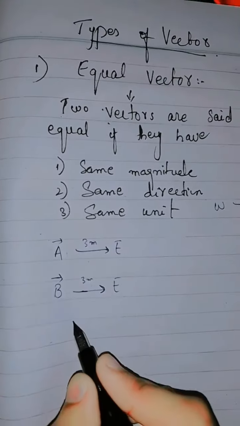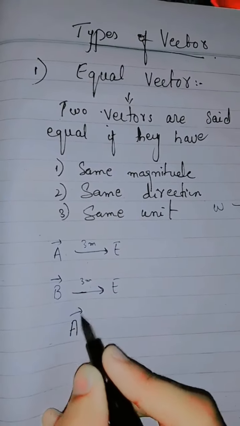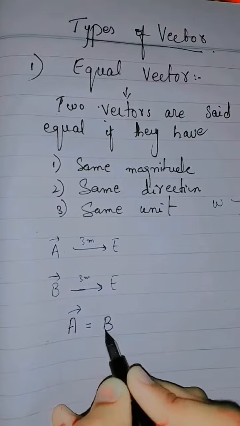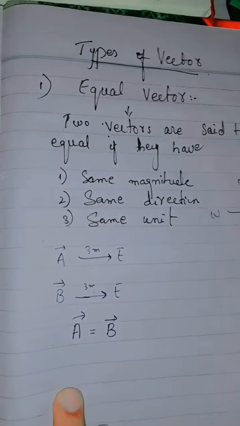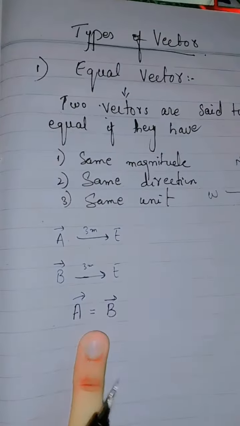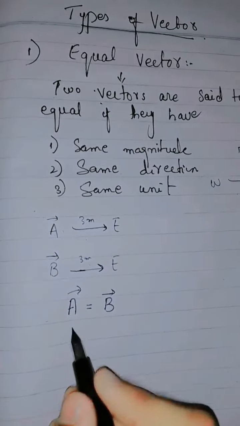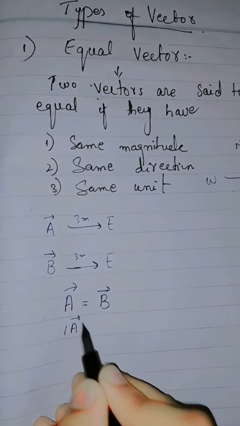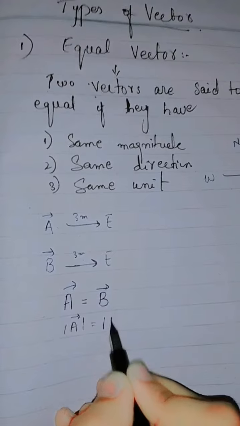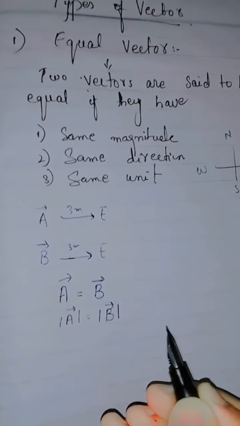We can write it like this: vector A is equal to vector B. That is the same thing, that vector A is equal to vector B, or we can write the magnitude of vector A is equal to the magnitude of vector B.